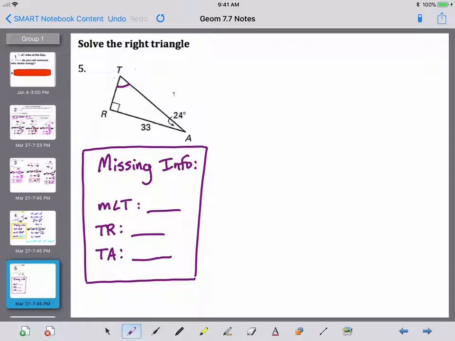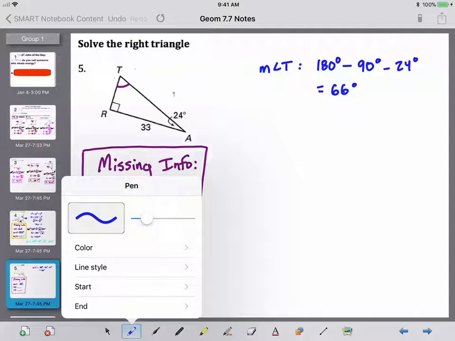All right, so to start out, let's go ahead and find angle T. That's probably going to be the easiest place to start because I know these 3 angles have to add up to 180 degrees. So I'm going to take away the 90-degree angle at angle R. I'm going to take away the 24 degrees at angle A, and that is going to leave me with 66 degrees. So finding the measure of the missing angle is pretty easy in this case.